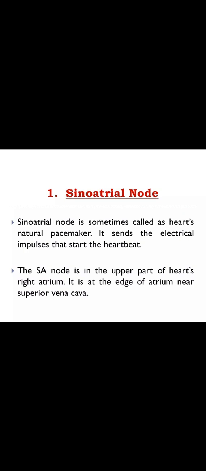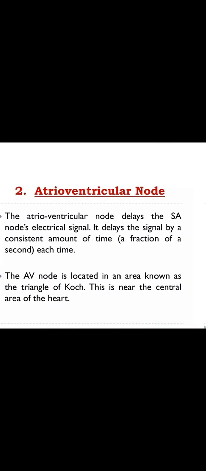First we can see the sinoatrial node. The sinoatrial node is sometimes called the heart's natural pacemaker. It sends the electrical impulse that starts the heartbeat. The SA node is located in the upper part of the heart's right atrium. It is at the edge of the atrium near the superior vena cava.